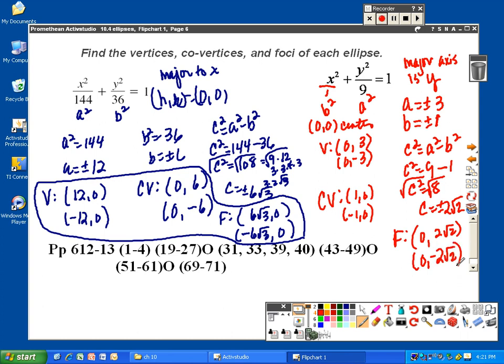You can pause and work on this assignment. After about 15 minutes of working, I want you to focus back in and turn off the pause, because I'm going to move all of these ellipses off of 0, 0, and I want you to do that as well before you leave today.